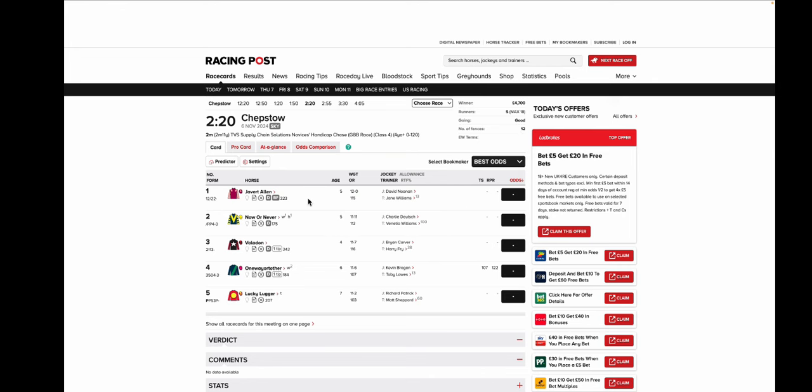So if we now look at the card itself, we can see the contestants. You've got the name of the horse, obviously the age, its weight, its handicap mark, the jockey, the trainer, and yes, the form is on the left hand side.